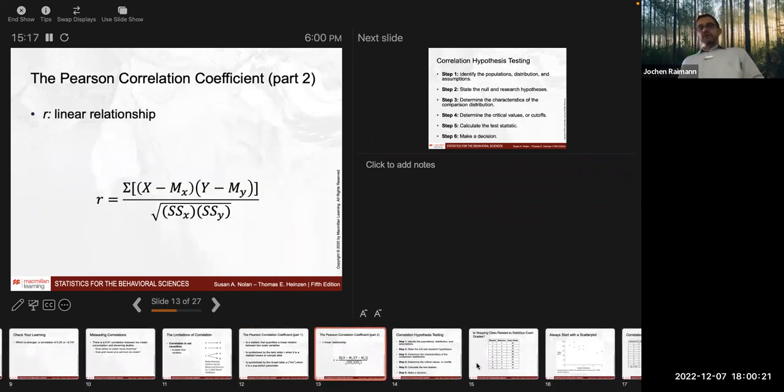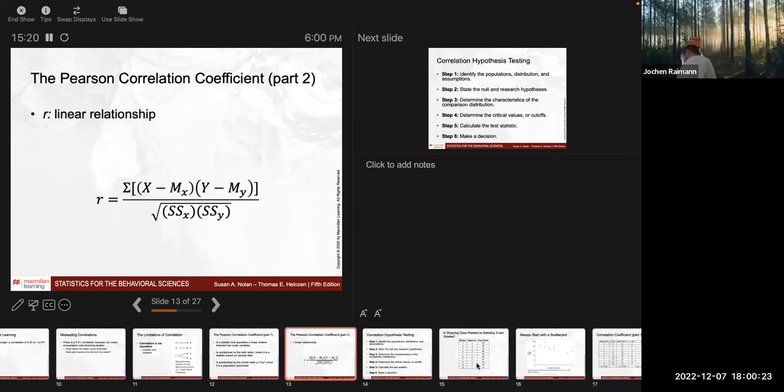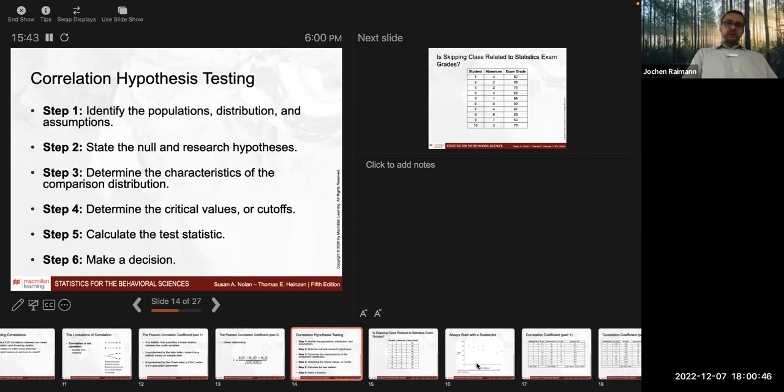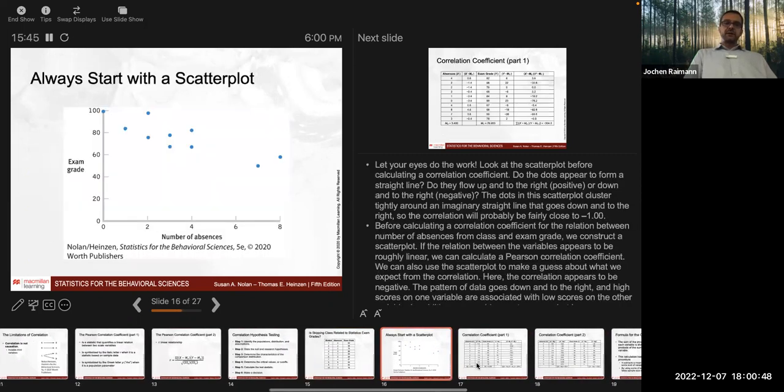The correlation coefficient basically is determined by the sum of products between deviations from the mean of X on the X variable and deviations from the mean of Y on the Y variable, divided by the square root of the product between the sum of squares of X and the sum of squares of Y, which is calculated in the same fashion as we've always calculated it. Hypothesis testing is in the same fashion.